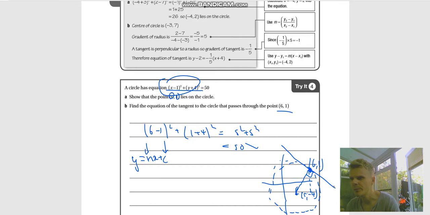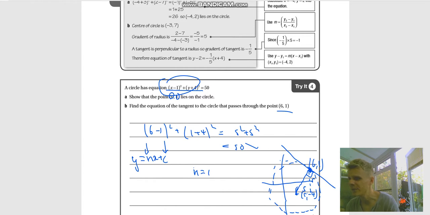In the x direction we go along from 1 for the centre up to 6, so that's a distance of 5, and we go from -4 up to 1, which is also 5. Okay, so the gradient of that line goes along 5, up 5, so the gradient is 1. Okay, so m equals 1.